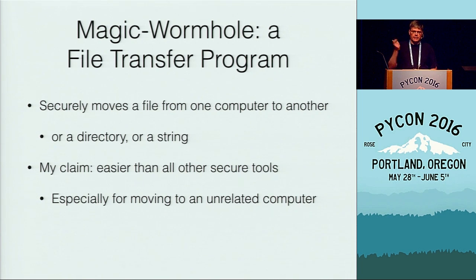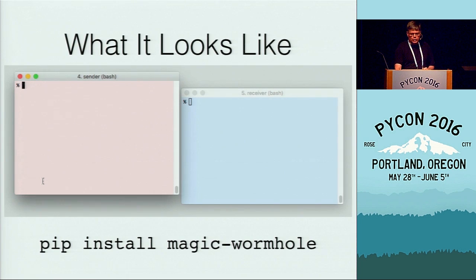I'm hoping to convince you that this tool is both easier and safer than all of the other techniques that are typically used for this kind of thing, especially when there's not already a relationship between those two machines. So, you two are sitting next to each other, the humans know each other, but the computers don't yet know about each other. That's a use case that is usually solved with tools that I think are harder and less secure than this one. So what does it look like?